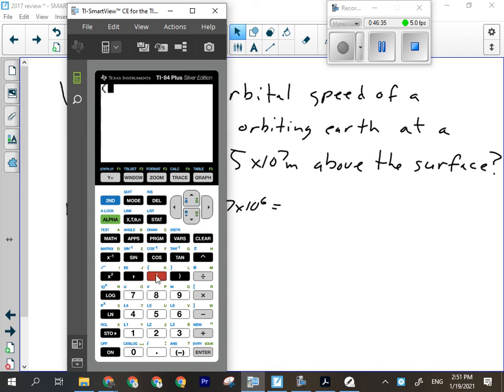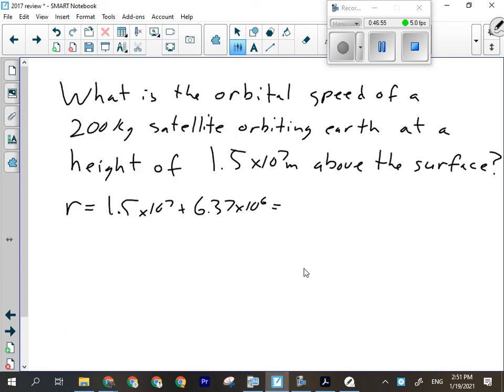Okay, so 6.37 E6 plus 1.5 E7. All right, so we got 2.137 times 10 to the 7 meters is our actual radius, okay?